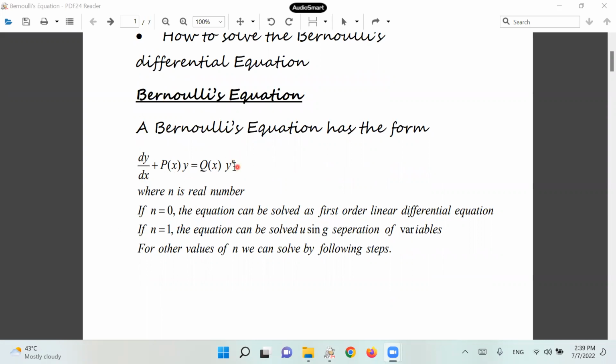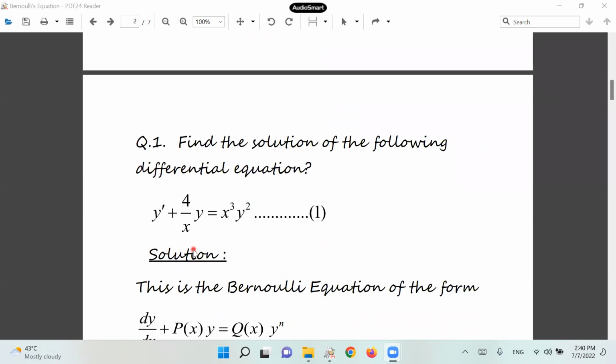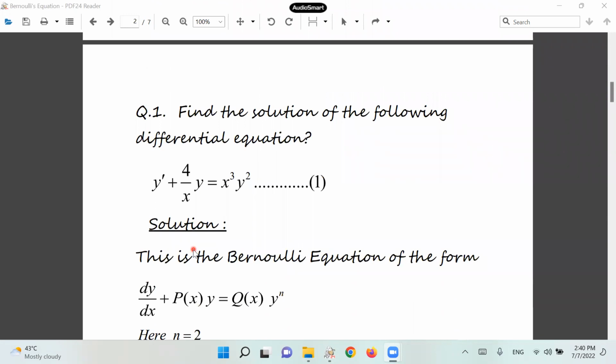But if n equals 1, then the equation can be solved by using the separation of variables method. For any other values of n, such as 2, 3, 4, any number other than 0 and 1, we can solve it by following these steps, like in question number 1.